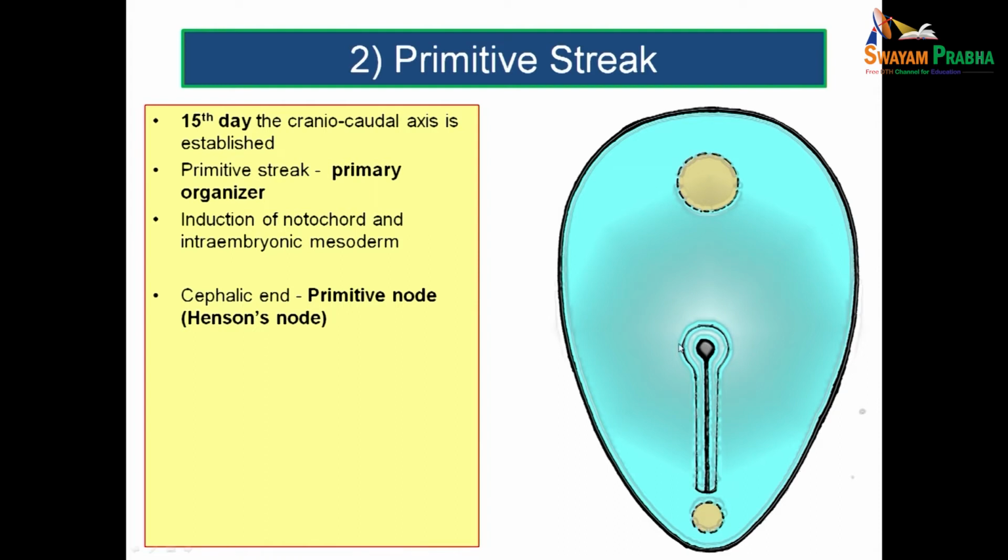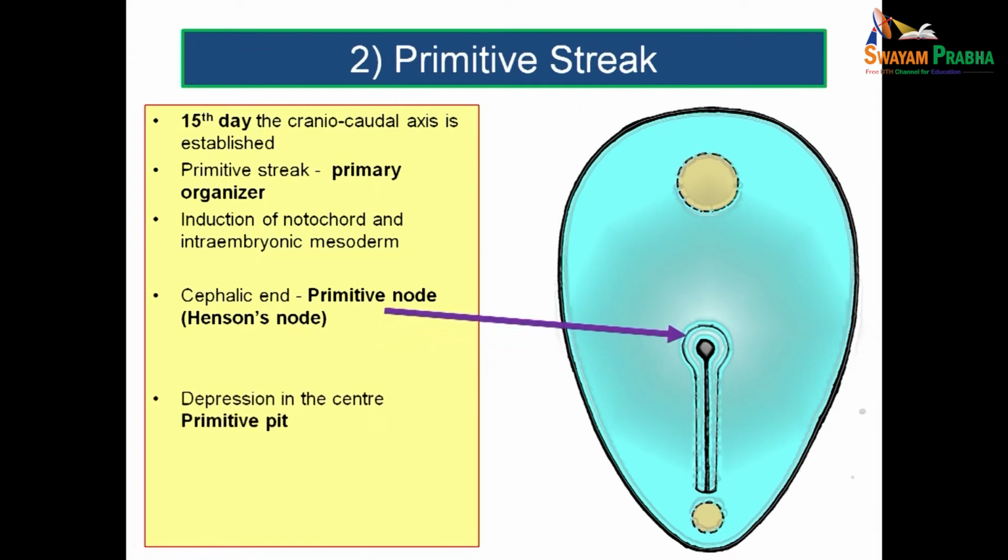Now, let us concentrate on the primitive streak, the parts of the primitive streak and how this primitive streak is giving rise to the formation of notochord and intraembryonic mesoderm. So, let us have a look. This is said to be the cephalic end of the primitive streak. You can see that there is a slight elevation at the cephalic end. This elevation is known as primitive node or otherwise known as Hensen's node.